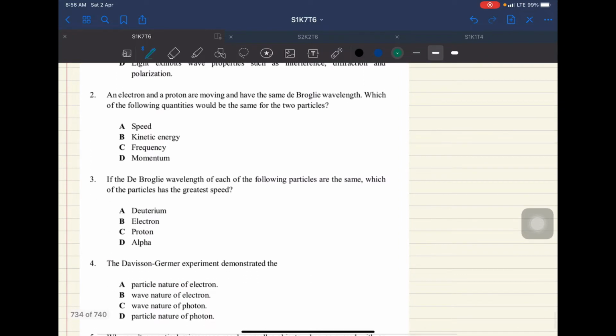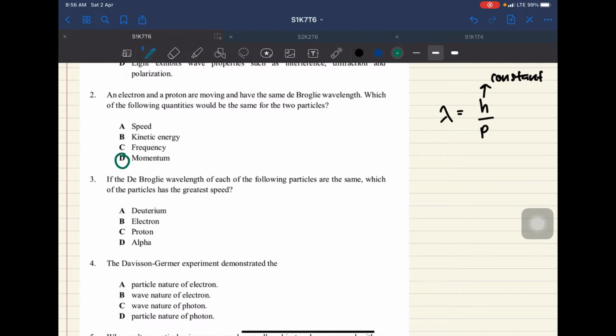And question number 2, electron and proton are moving and have the same de Broglie wavelength. Which one of the following quantities would be the same for the two particles? So de Broglie wavelength, the equation is lambda equals h over p, because h is constant. So if lambda is equal, that means the momentum is equal as well.